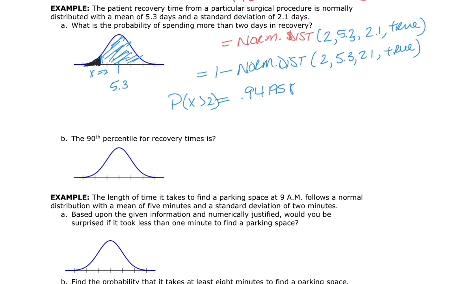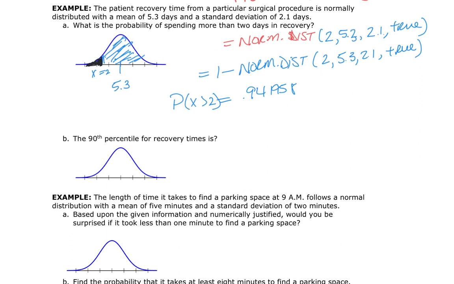So now I'm asked for the percentile. What is the 90th percentile for recovery times? So I'm going to use my norm.inv. So I want to undo this, like inverting, undoing. I'm going to put in my probability, which is 0.9. My mean is still the same, 5.3, and my standard deviation is still 2.1. And what I get is 7.99 or 8 days.